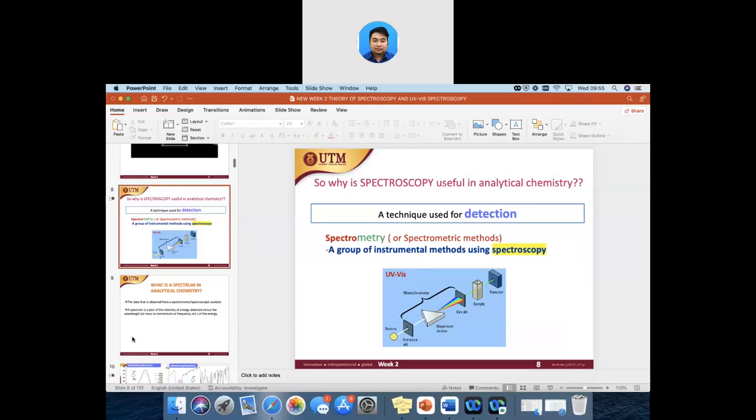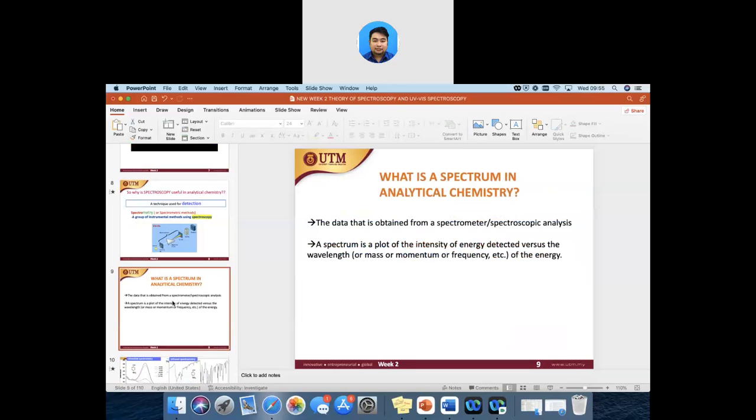Okay, all right. So what is a spectrum pula? This is a new term. Okay, prior to this you have learned about what is spectroscopy, what is spectrometric, what is spectrometry, no? So now what is spectrum? So all of these are related. So basically spectrum is the data that you have obtained from the spectroscopic instrument. So whatever result that you've got from a spectroscopic instrument, it is called a spectrum.